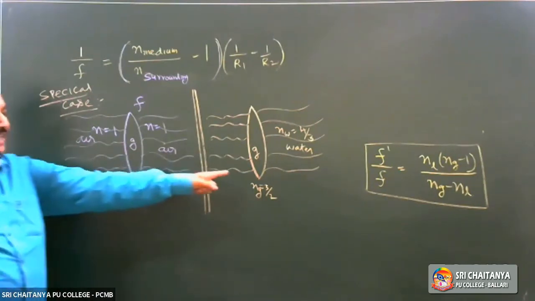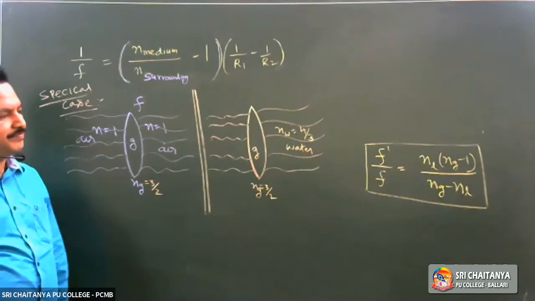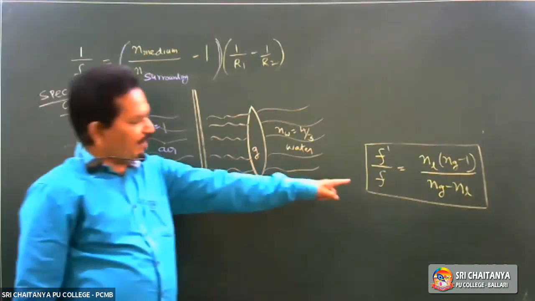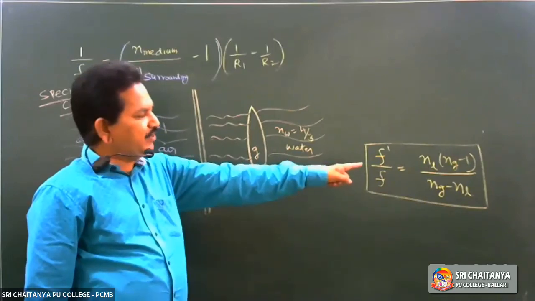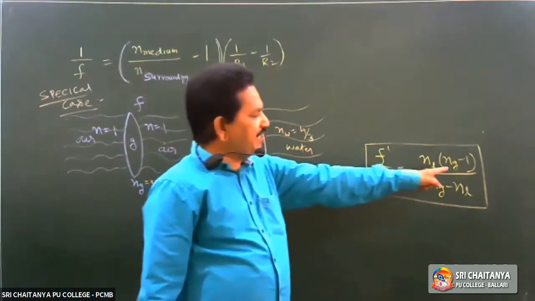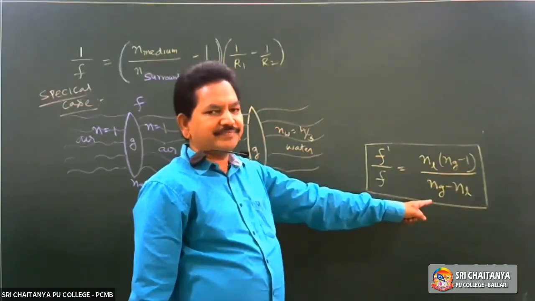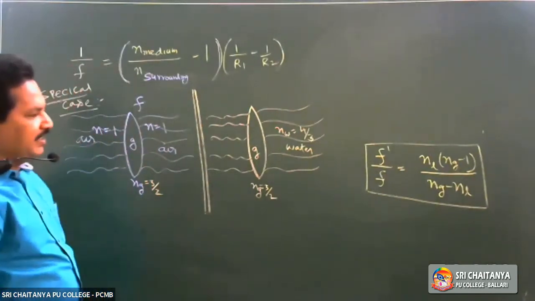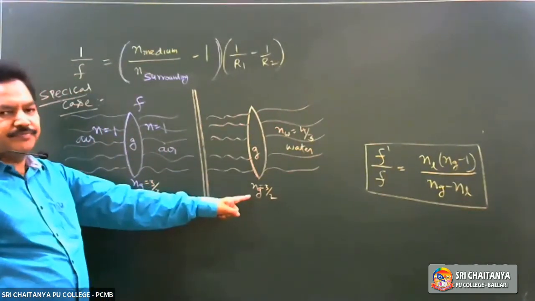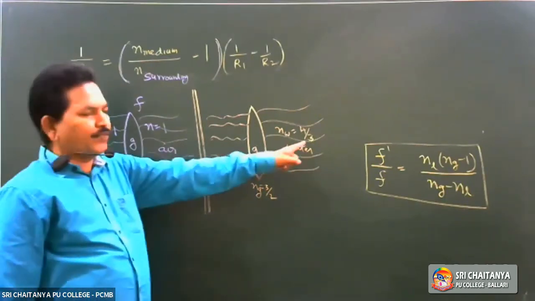It is dipped inside the water. Now I want its focal length. Already we have the formula: F dash by F is equal to NL into (Ng minus 1) divided by (Ng minus NL). I know Ng, the refractive index of glass, is 3 by 2. The refractive index of water is 4 by 3.